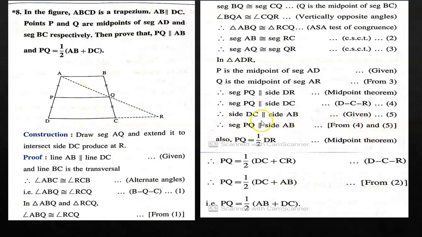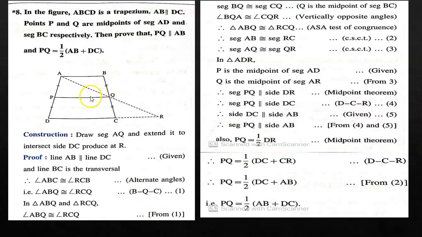So let's have a look at statement number 4. PQ is parallel to DC and DC is parallel to AB. That means PQ is parallel to AB, from 4 and 5. I can write that PQ is parallel to AB. So this part is proved.